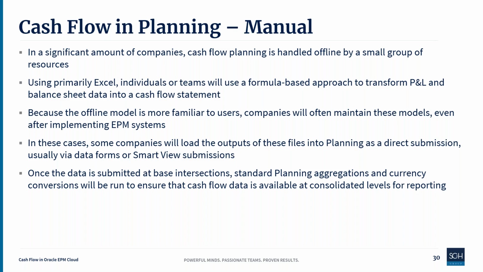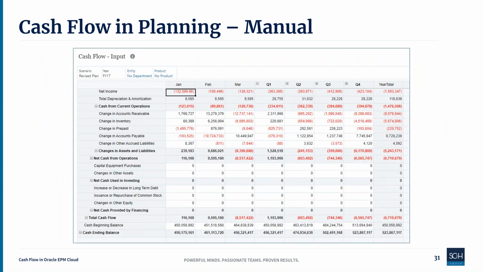Obviously, we recommend pulling it into the EPM applications, but you'll see a lot of companies will continue to prefer to do them offline. When that happens, users will then load those cash flows into planning as direct submission using either data forms or smart views, and then using your standard planning aggregation and currency conversions, that cash flow data will then get aggregated up to make sure that it can align with your actuals for reporting purposes. So that's our manual activity. And you can see here we have the same kind of thing. We have this data form that lets you post in your cash flow statement directly into the system based on that offline model.